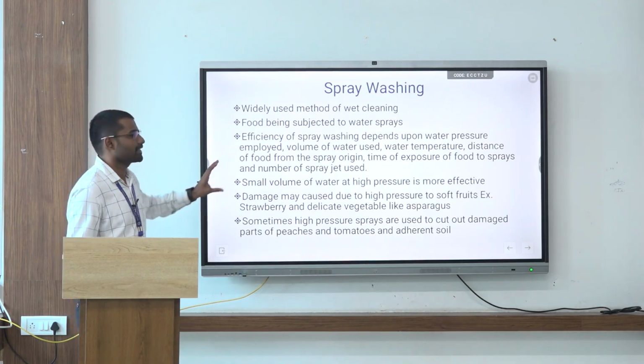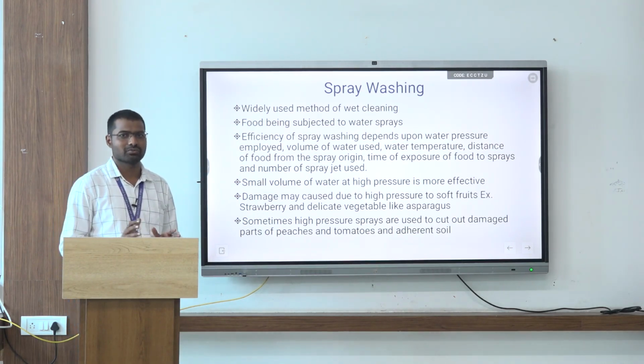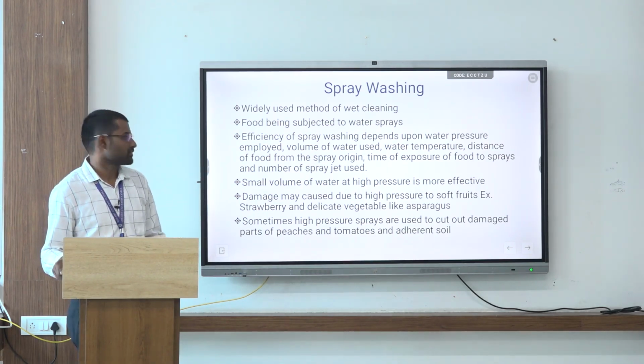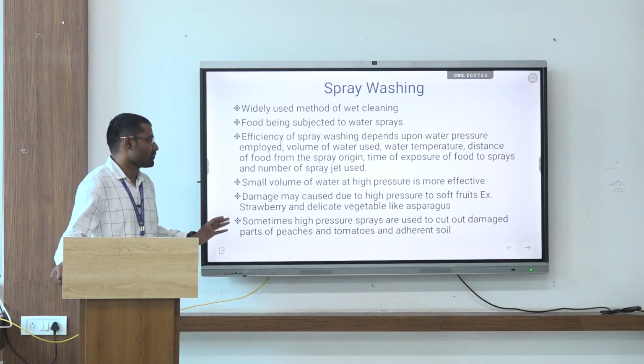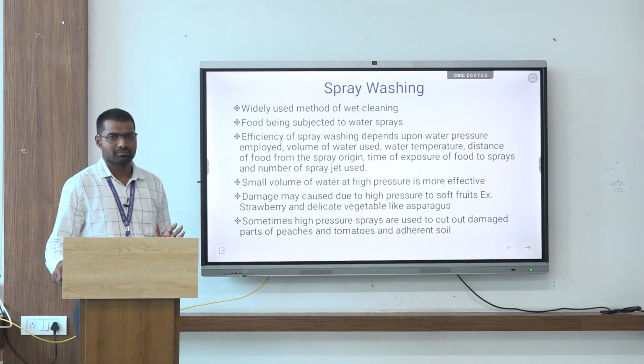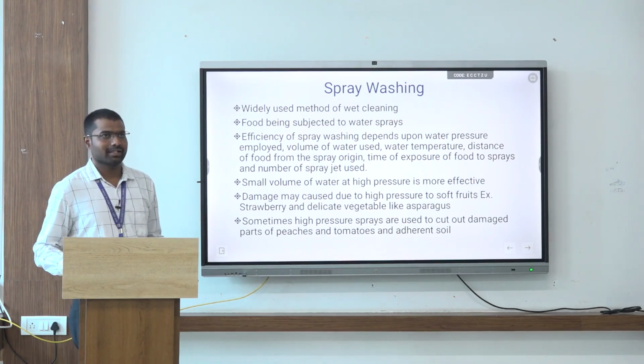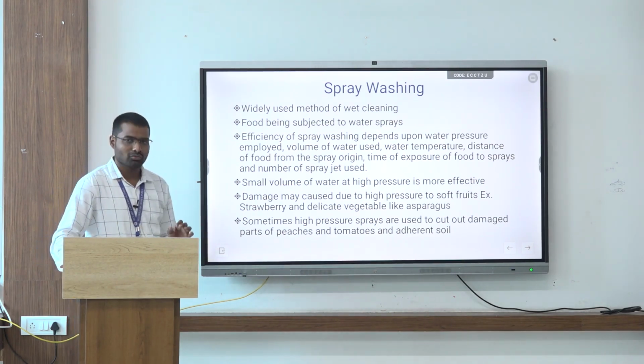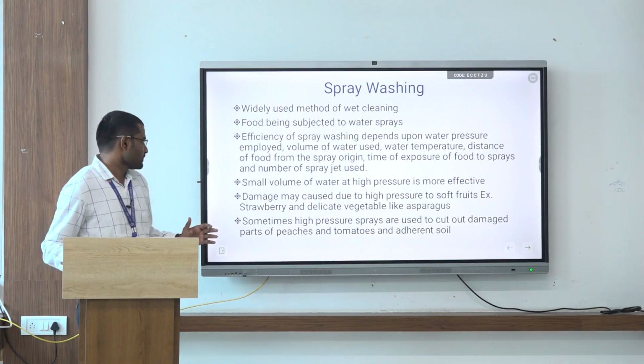So these are the criteria you have to select and consider while cleaning the surface. A small volume of water at high pressure is more effective. So this is one criterion where you can use a small volume of water and increase the pressure.